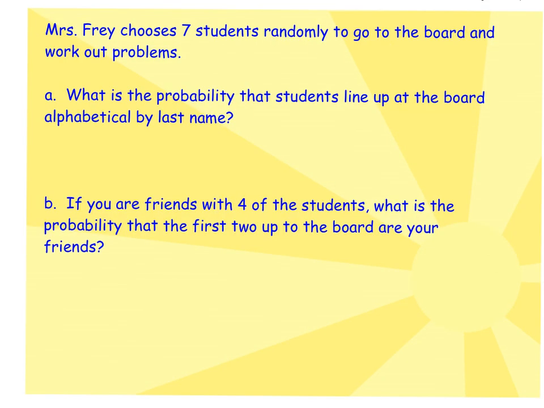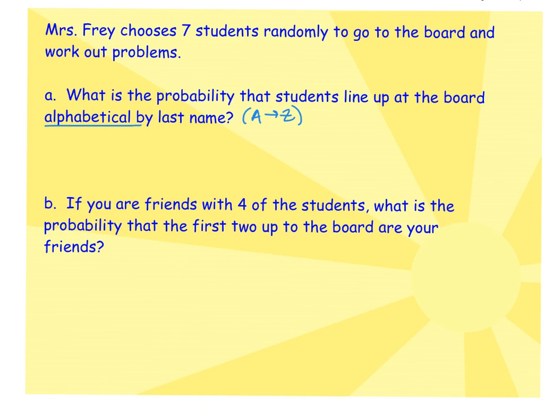Here's another situation about probability. Mrs. Frey chooses 7 students randomly to go to the board and work out problems. What is the probability that the students line up at the board alphabetical by last name? So when we say alphabetical, we're going to assume A through Z. We're not going to go in either direction. So our alphabetical would be from A to Z.